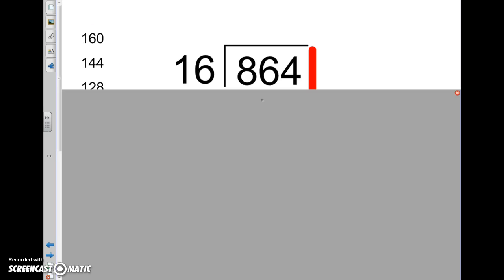We're going to start off with just dividing 3-digit dividends by 2-digit divisors, and we'll be working our way up. We're going to start off with taking 864, so this is the dividend, and dividing it by 16. The number that you divide by is called the divisor. So 16 is the divisor here, and we want to find out how many groups.